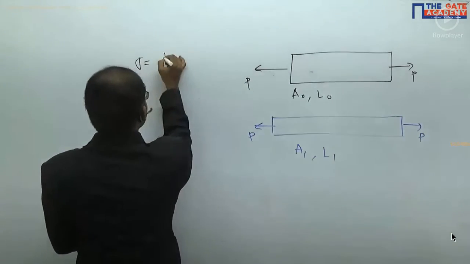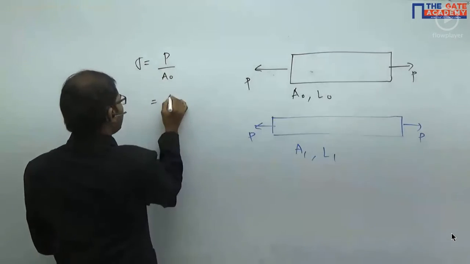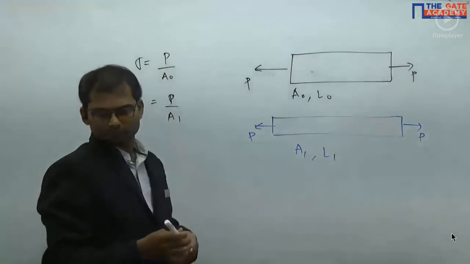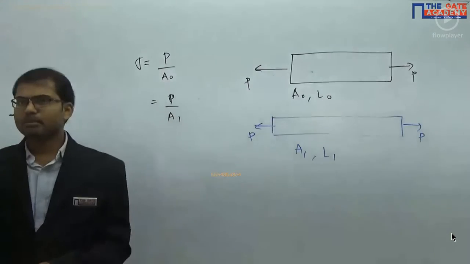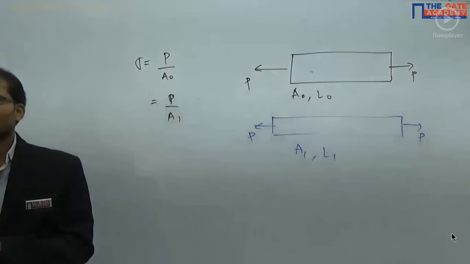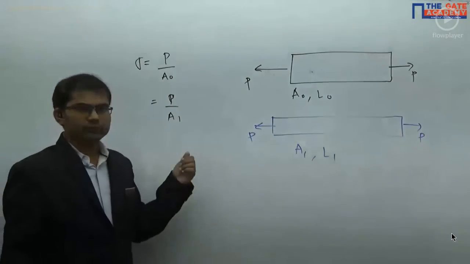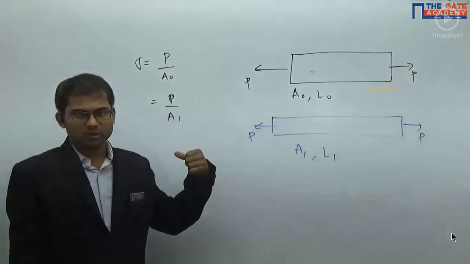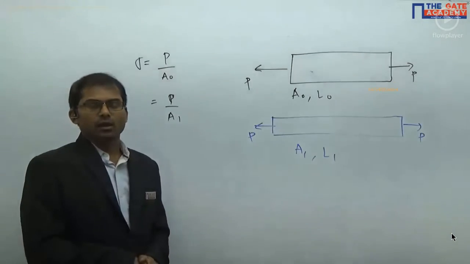So sigma, what is the formula? P by A0 or P by A1? Please tell me. You can go with either of them here, but there is a difference in going with each one of them.